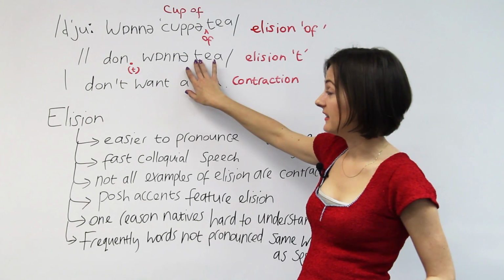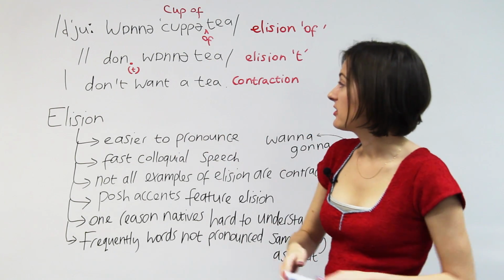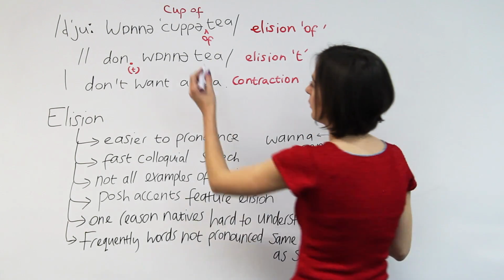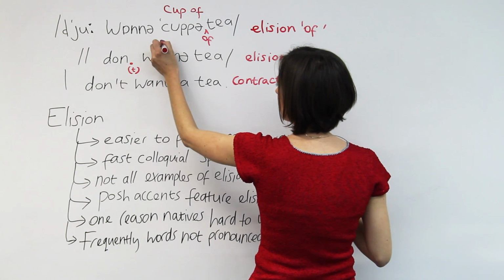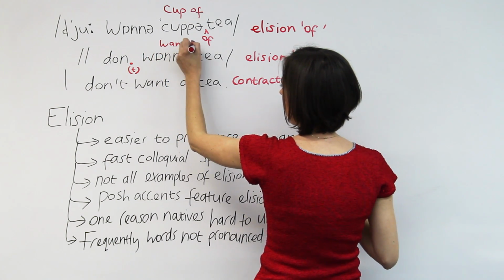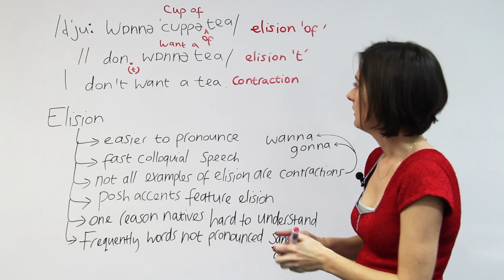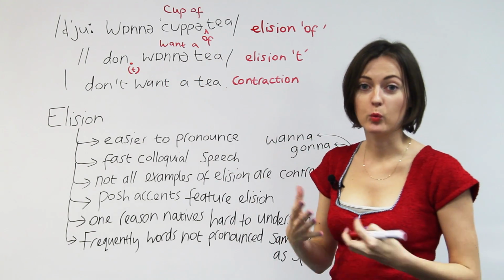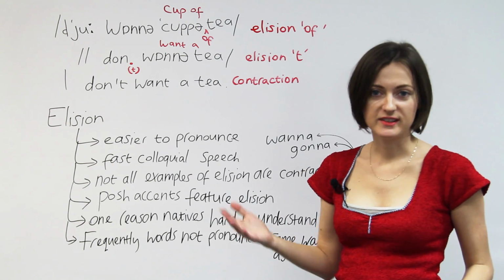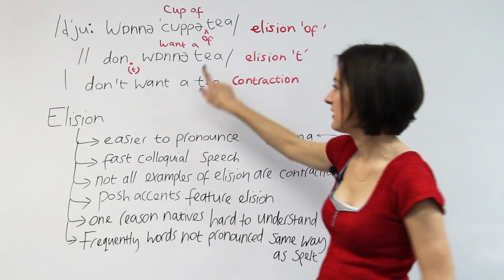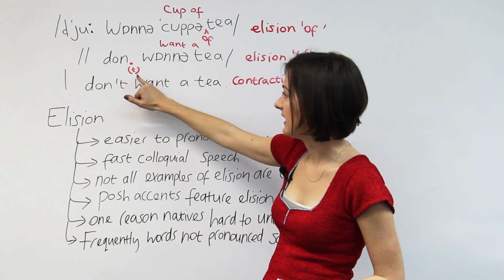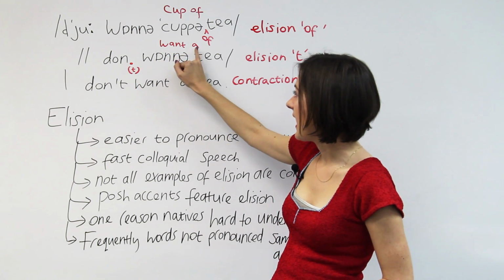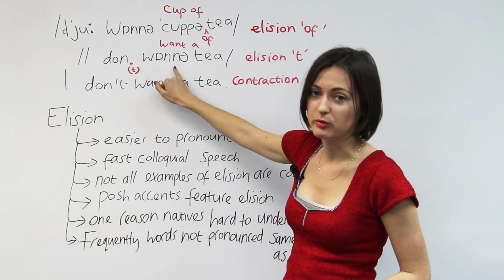Or again, there's more elision here. I don't want a tea. The A joins want and becomes wanna. I don't want a tea. Two examples of elision there: not saying the T, and A joining want, the word before.